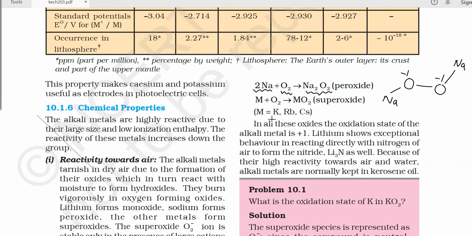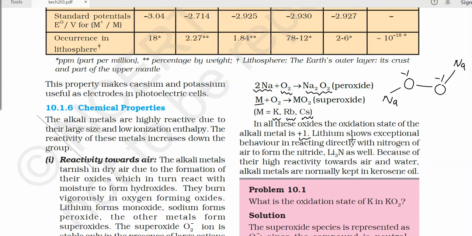With the higher elements of the alkali metals, that is potassium, rubidium, and cesium, which are very large cations, the formation of superoxide takes place. The reaction will be M, which can be either potassium, rubidium, or cesium, plus O2, giving MO2. In all these oxides, the oxidation state of the alkali metal is +1 only.